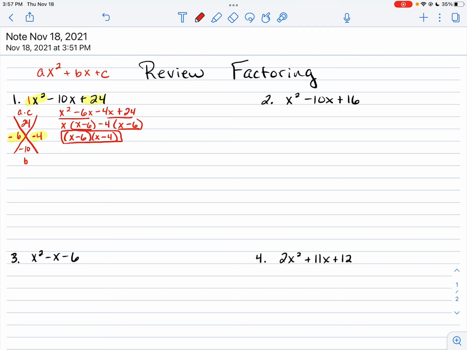Sometimes when we do equations, we'll have to set that equal to 0 so I can solve things. But right now, I'm just reviewing the factoring part.